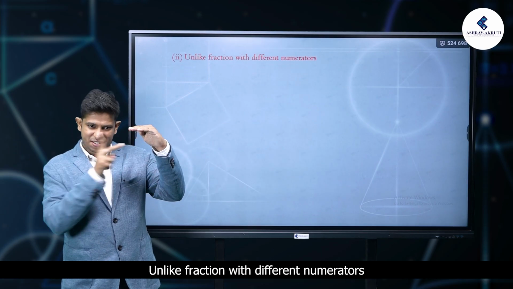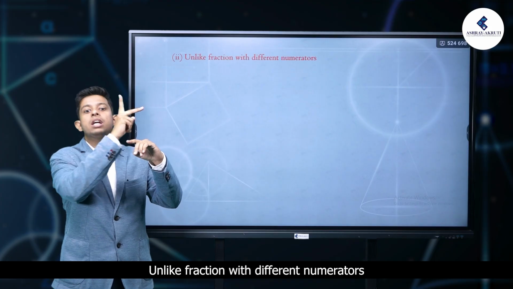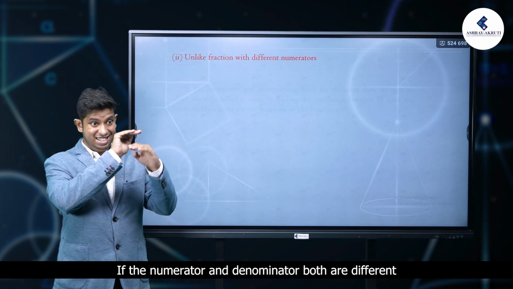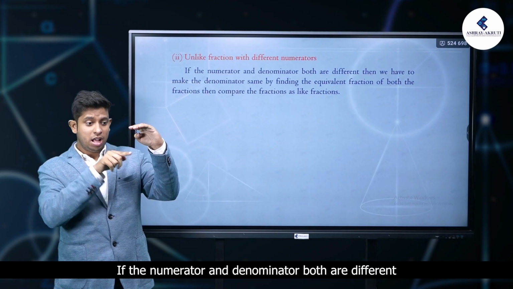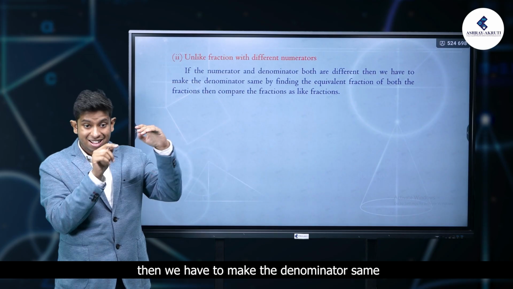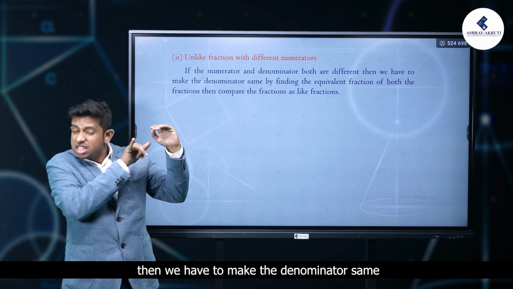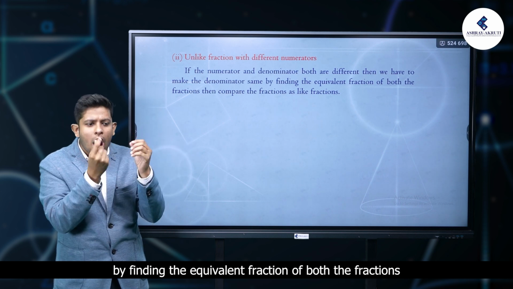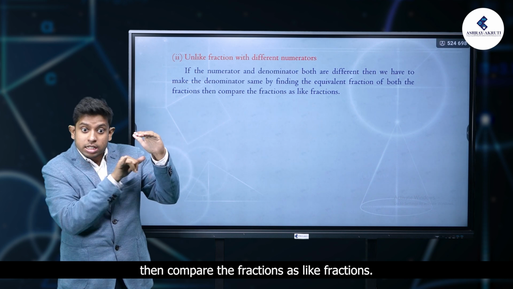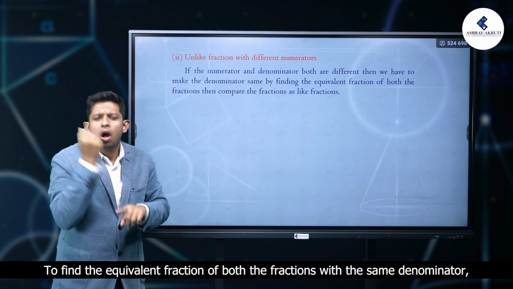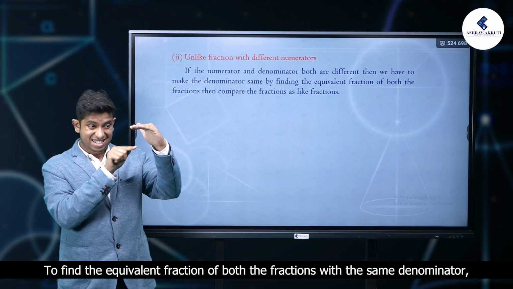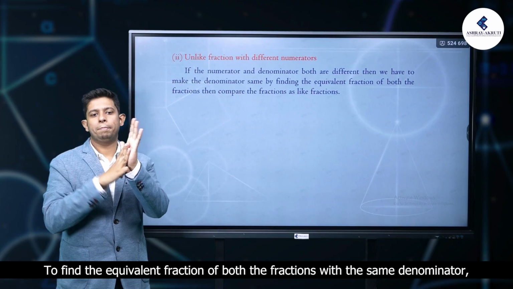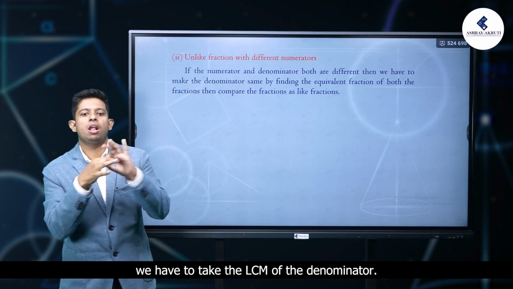Unlike fractions with different numerators. If the numerator and denominator are both different, then we have to make the denominators the same by finding the equivalent fractions of both, then compare them as like fractions. To find the equivalent fractions with the same denominator, we have to take the LCM of the denominators.